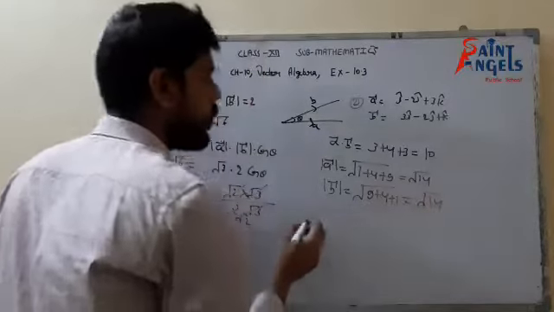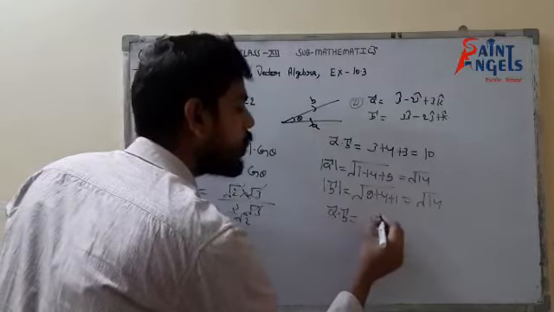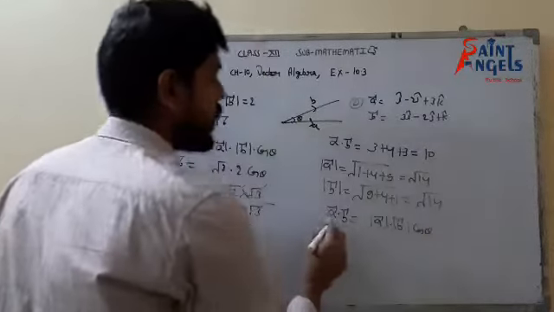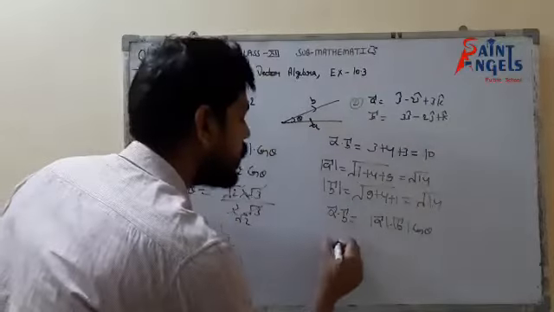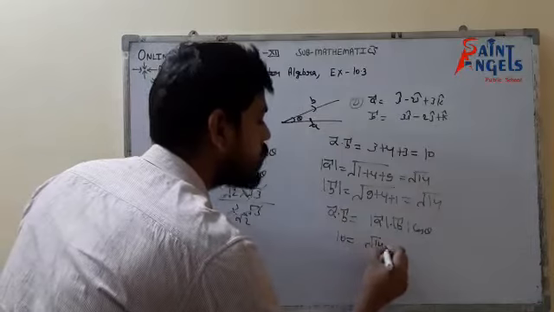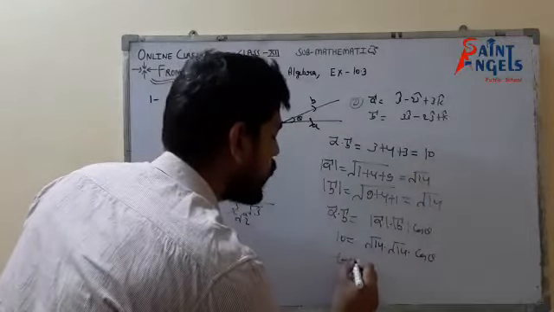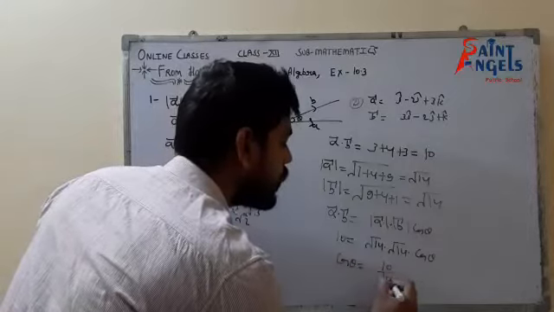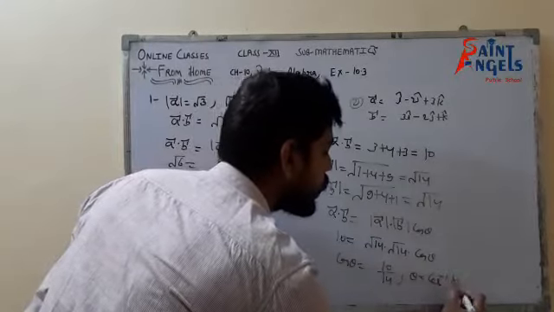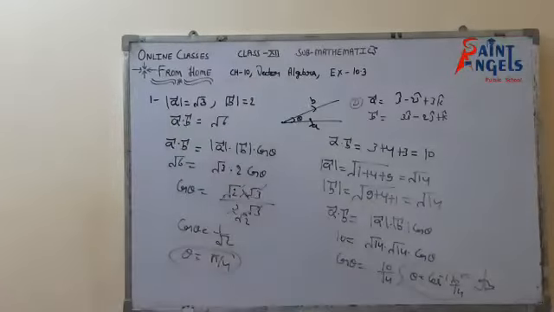So now apply the formula of dot product. a dot b would be magnitude of vector a, magnitude of vector b into cos theta. But a dot b is 10, magnitude of vector a is under root 14, and this is also under root 14, into cos theta. So from here cos theta would be 10 upon 14. It means theta equals cos inverse 10 upon 14. Answer. Please pause the video and note it down.